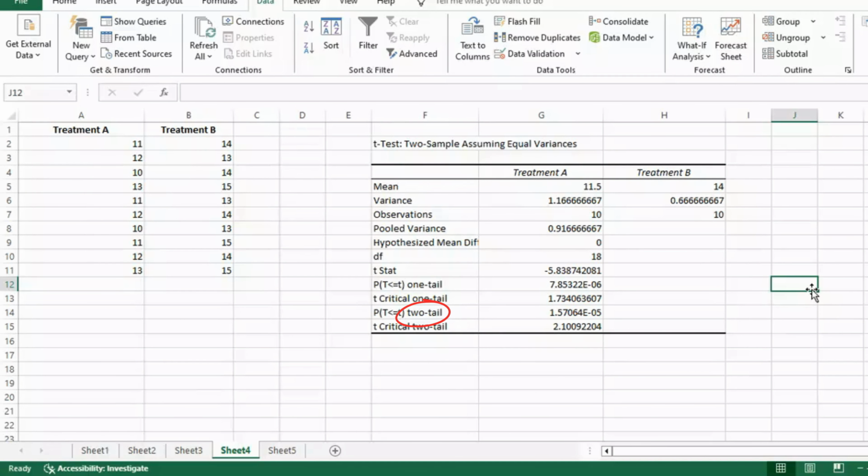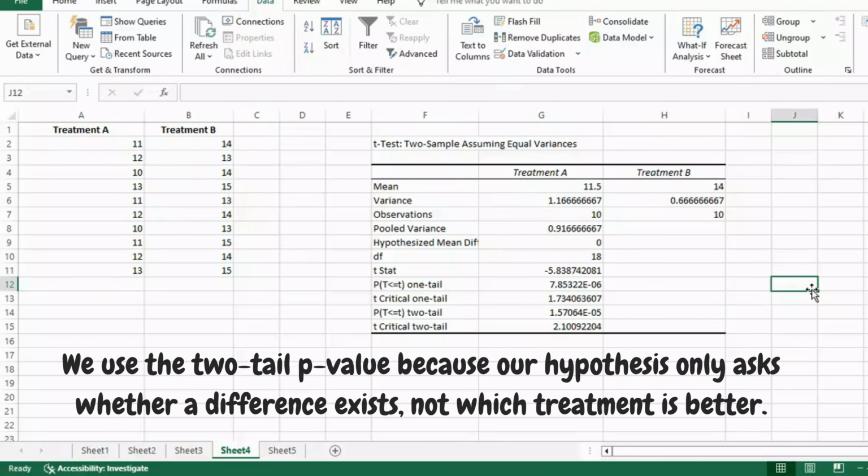In this example, the two-tail p-value is 1.57064, which is much smaller than 0.05. This means there is a statistically significant difference in the average recovery time between treatment A and treatment B. We use the two-tail p-value because our hypothesis only asks whether a difference exists, not which treatment is better.